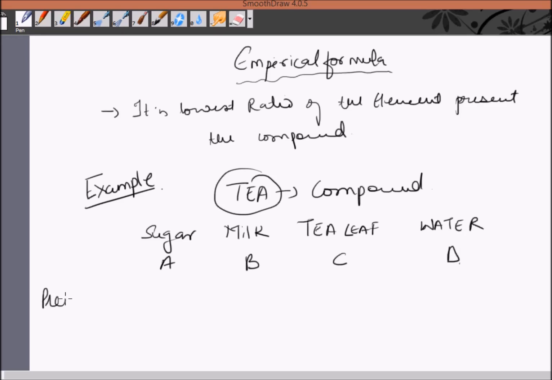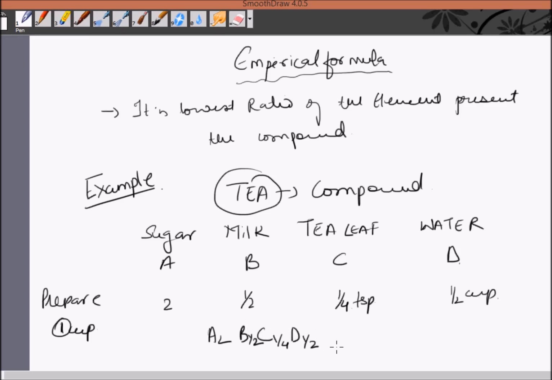So to prepare 1 cup, that is the minimal possible a person can prepare for 1 head, 1 person, we can write here 2. Milk we can write somehow half cup. Leaf, quarter teaspoon. Water you can take half cup. So it's 2, C will be 1/4, D will be 1/2.